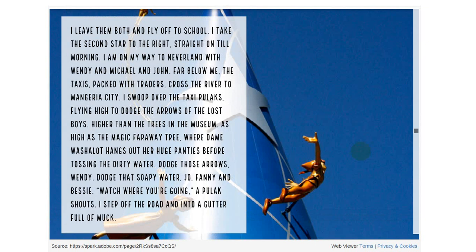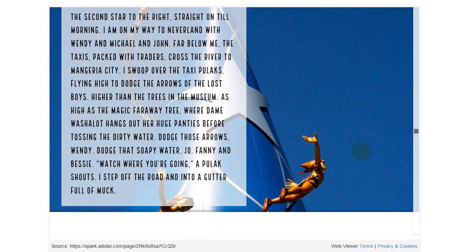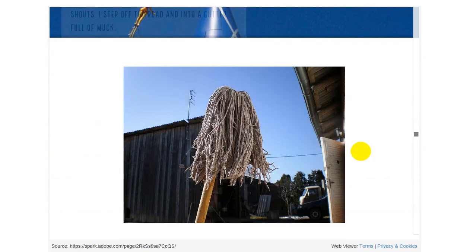I take the second start to the right, straight on till morning. I'm on my way to Neverland with Wendy and Michael and John." And she also speaks about the magic faraway tree where Dame Washalot hangs out her huge panties before tossing the dirty water, dodging those arrows. And then she's rudely brought back to reality when a pullock shouts at her and she steps off the road into a gutter full of muck.